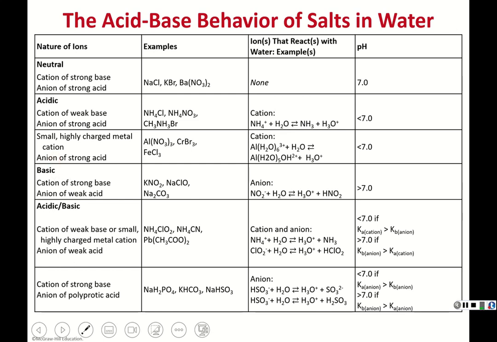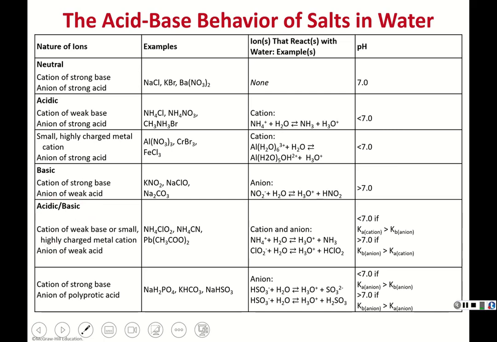And for a basic solution, we have the cation of a strong base and the anion, or conjugate base, of a weak acid. So cations and anions from strong acids and bases don't factor into it. We only care about the conjugate acid or base from our weak base or acids.